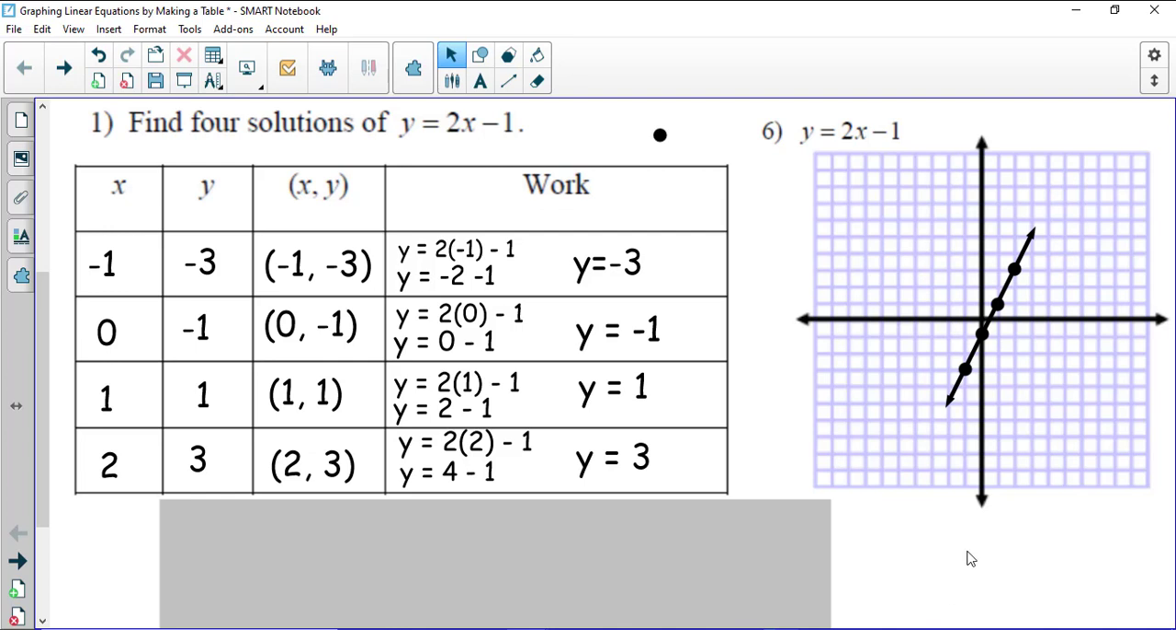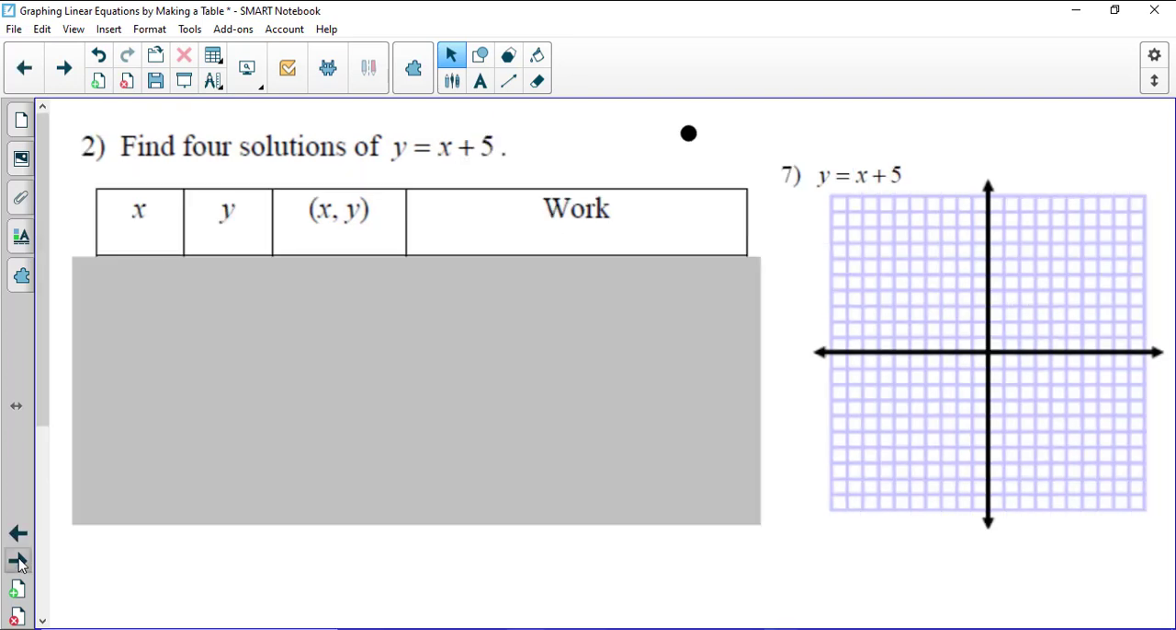But again, we kept our fingers crossed that it forms a line. It does indeed form a line. That's exactly what we want. So let's go ahead and take a look at number 2. We start off with some pretty easy problems. This one's actually easier than the last one.